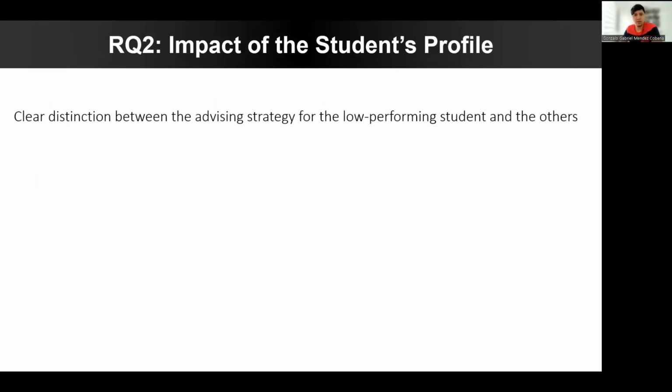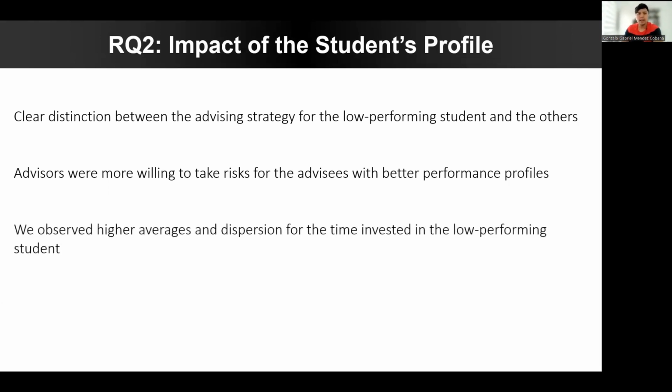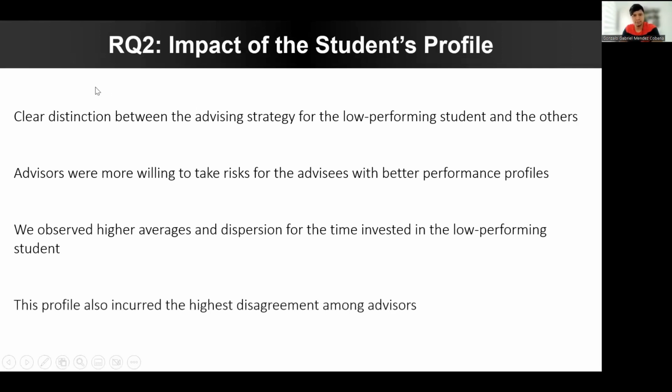Regarding our second research question, which investigated the impact of the student's profile on the advisors' decisions, we found a clear distinction between the advising strategy applied for the low-performing student and the other profiles. Advisors were more willing to take risks for the students with better performance because they believed that these students could overcome pessimistic grade predictions. We also observed higher averages and dispersions for the time invested in the low-performing student, and this profile also encouraged the highest disagreement among advisors.